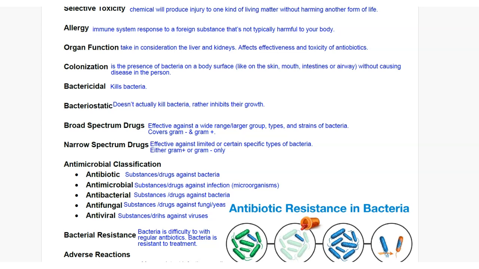Now, on the other hand, we have narrow spectrum drugs. So these are basically antibiotic treatments that are effective against very limited or very specific types of bacteria. So it tends to be that it's usually either just for gram-positive microorganisms or just for gram-negative microorganisms.